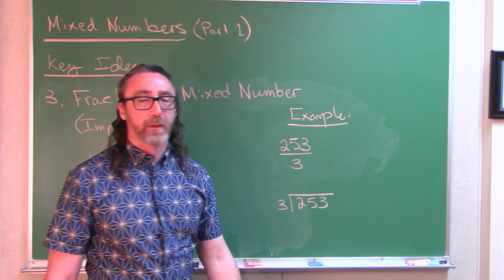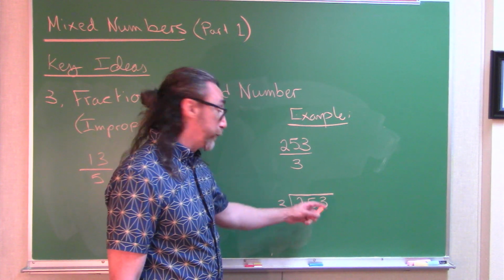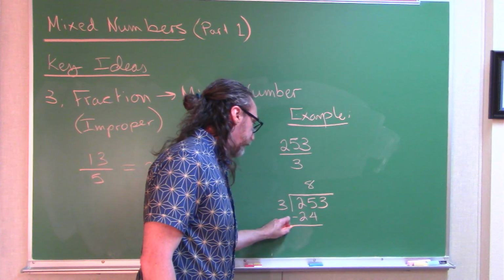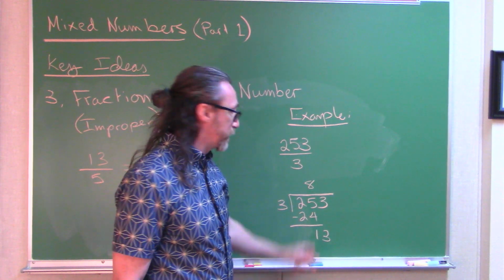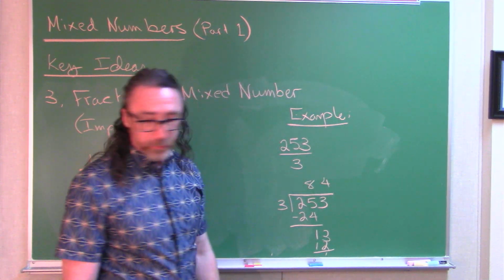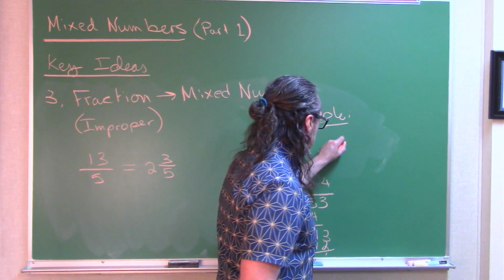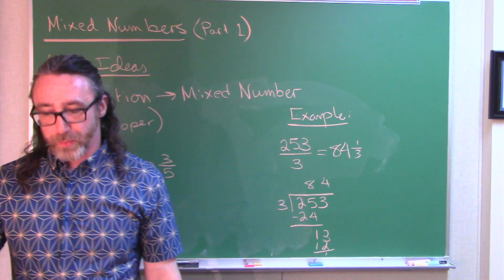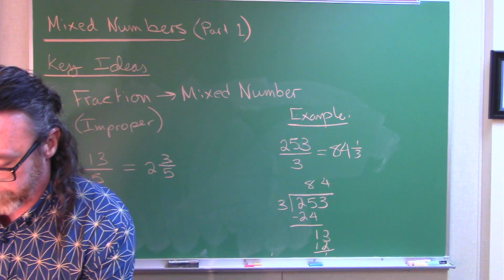253. Okay, so 3 doesn't go into 2 at all. 3 goes into 25 8 times, because we know 3 times 8 is 24. There's 1 left over, that's 13. 3 goes into 13 4 times, that's 12. Once again, 1 left over. So here we get 84 as our whole number part and 1/3 as our fraction part. So the mixed number is 84 and 1/3.